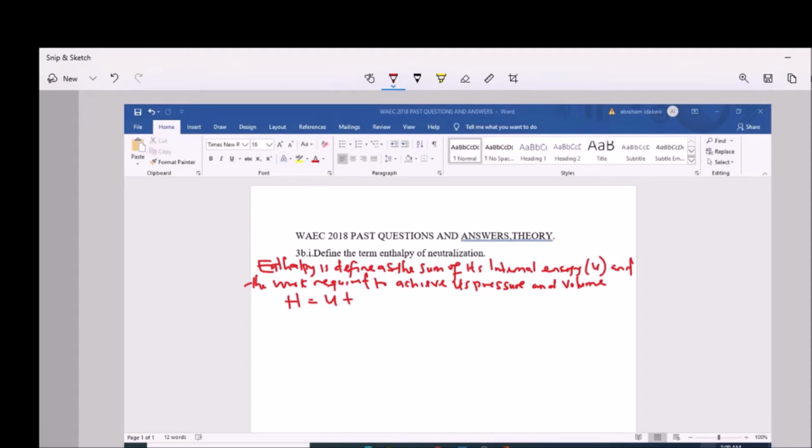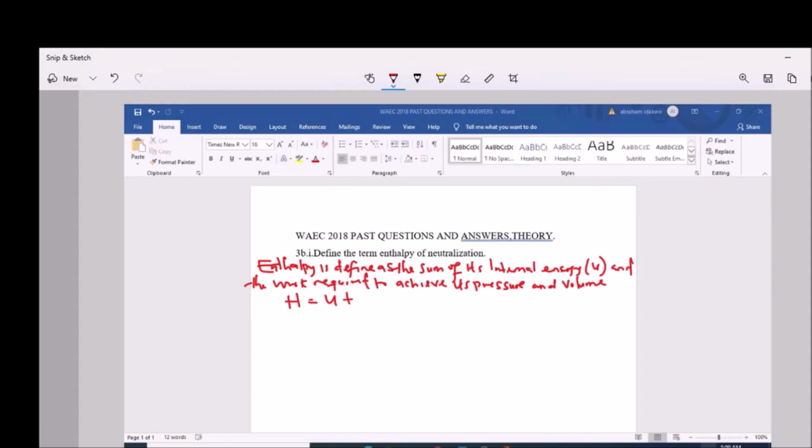Where we have H standing for enthalpy, so H is used to represent the enthalpy, while we have U representing the internal energy. So capital letter U is used to represent internal energy, while P stands for pressure, and V stands for the volume.